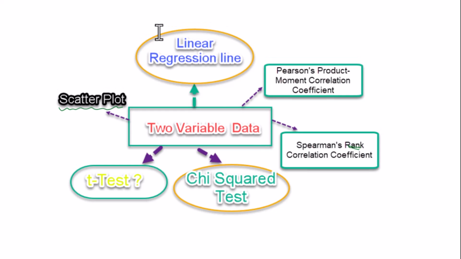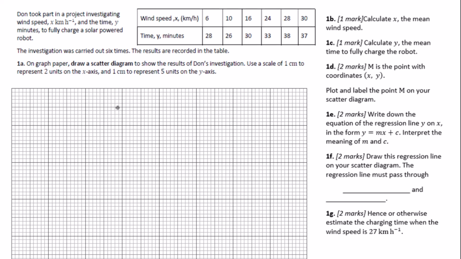In today's lesson, we will focus on linear regression line and Pearson's correlation coefficient. Let's go to example. Don took part in a project investigating wind speed, x km/h, and the time, y minutes, to fully charge a solar-powered robot. The investigation was carried out 6 times. The results are recorded in the table.